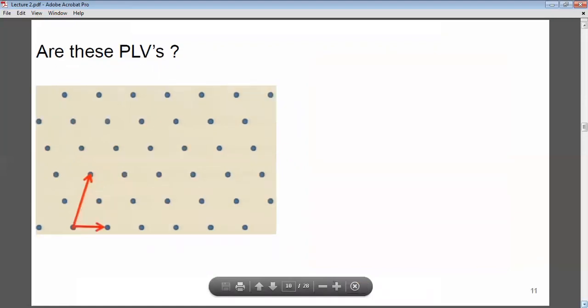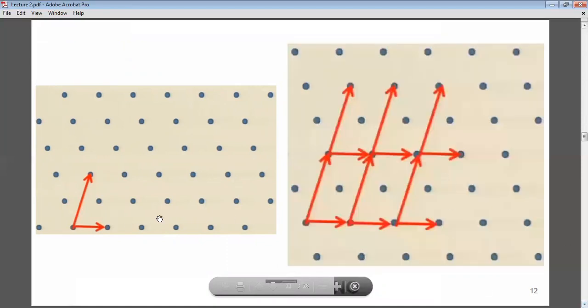Let's take another example. For another lattice, are these 2 PLVs? In this case, it turns out it's not, because if I take the combination of them, there will be points missing out. So these 2 vectors are not primitive lattice vectors for this lattice.